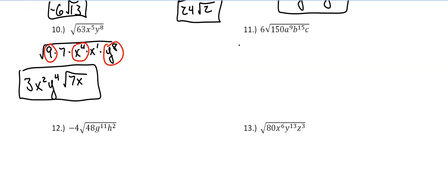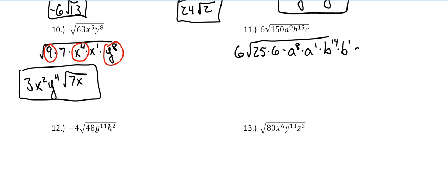Same thing with this guy. Let's break it down. So this one, perfect squares divide evenly into 150. That's going to be a 25 times 6. And then closest without going over, that's a to the 8th, and then a to the 1st. The b, that's b to the 14th, and b to the 1st. And then the c to the 1st just stays the c to the 1st. There's not really anything I can do with that one at the moment.